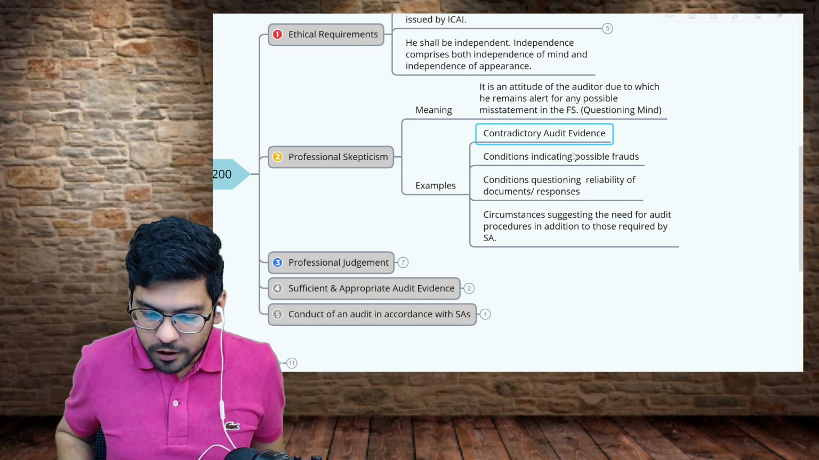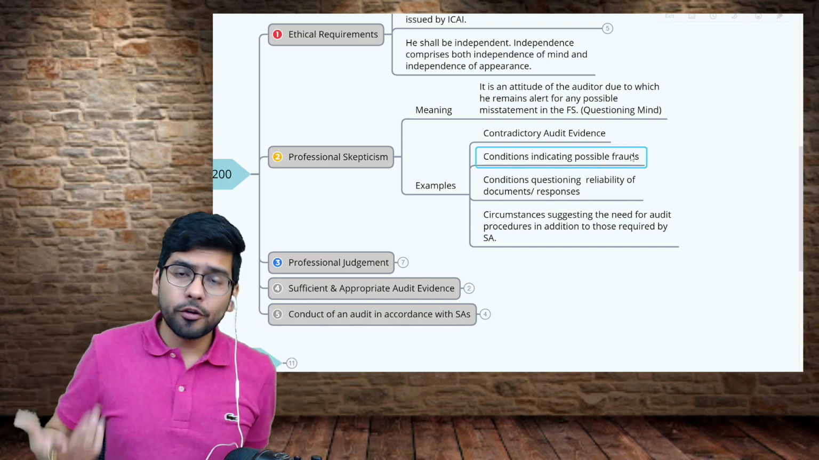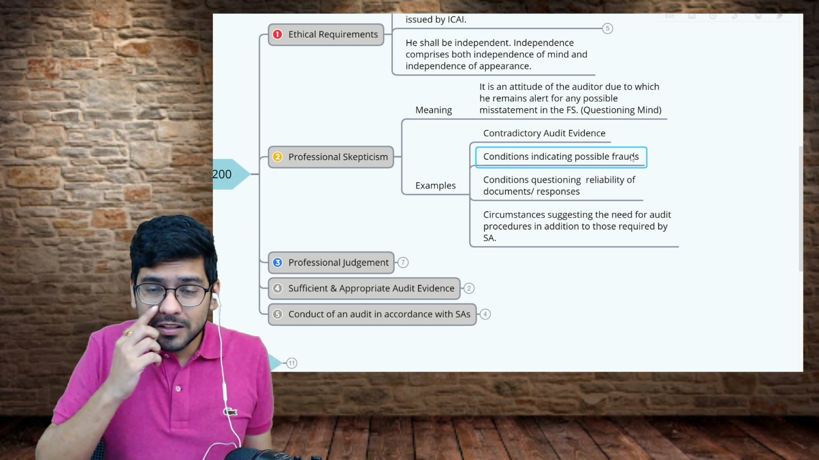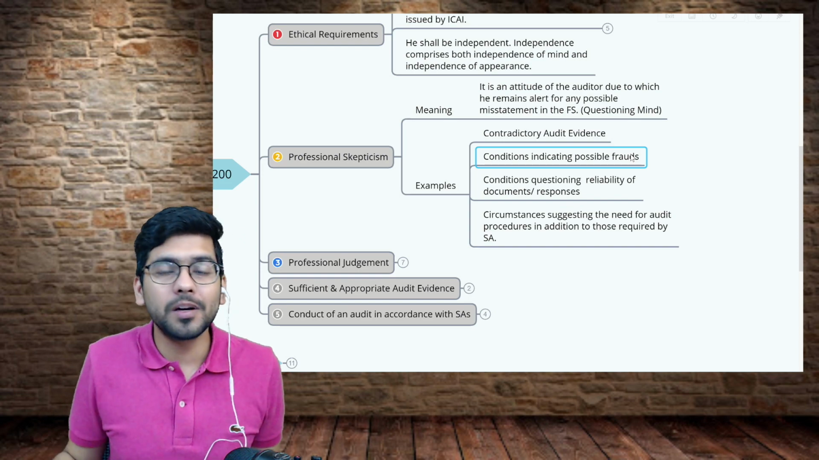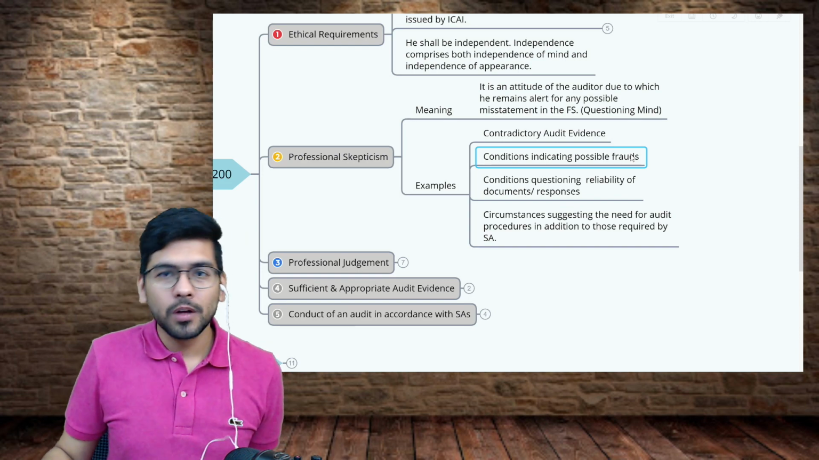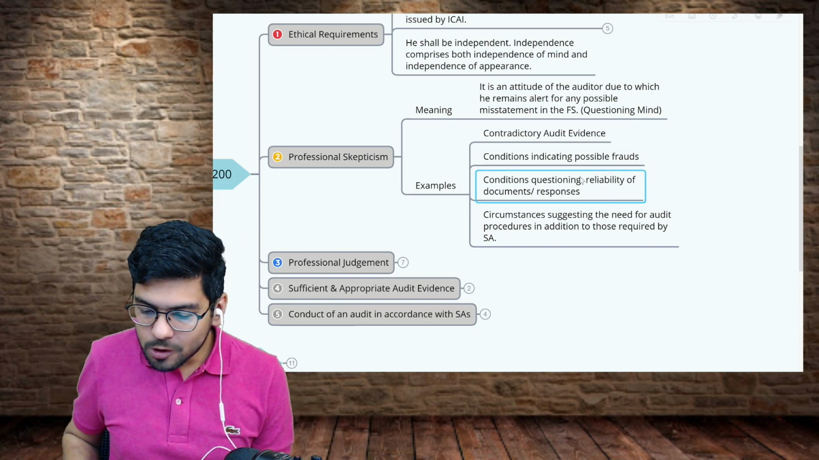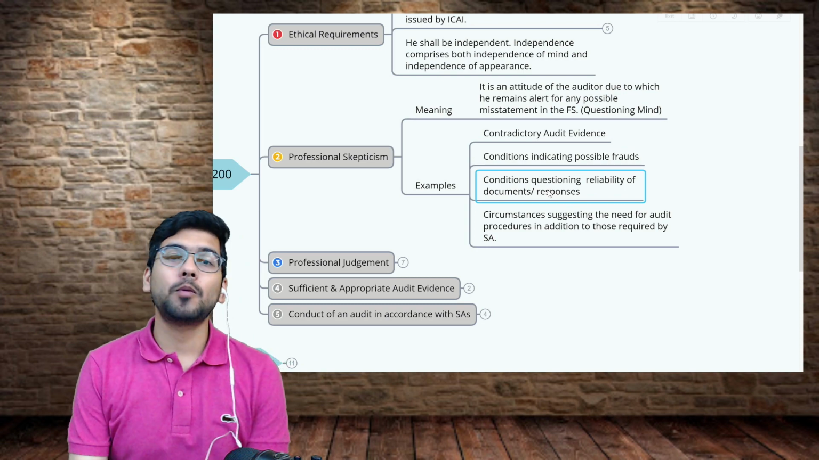Okay, all right. So conditions indicating possible frauds. Whenever we see something fishy, or let's say I have a suspicion, okay, there might be some intentional misstatements, I have to be alert. Okay, conditions questioning the reliability of documents or responses.